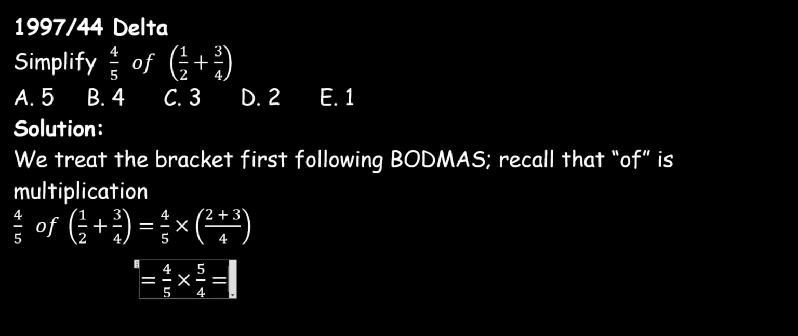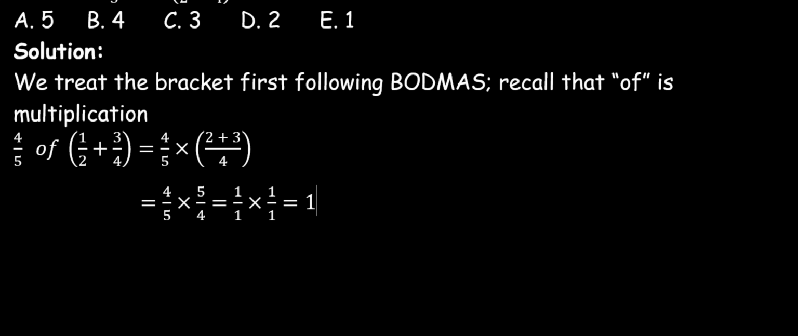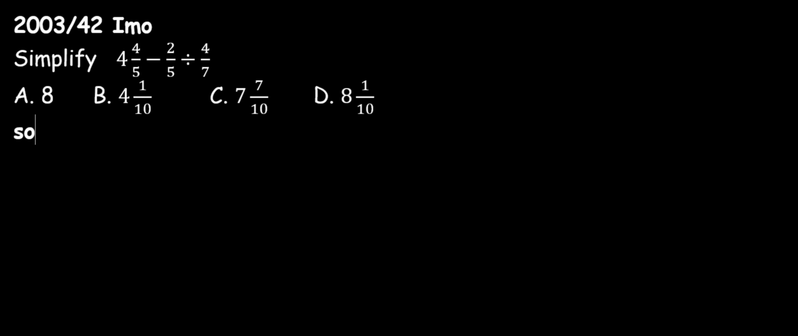Sometimes we cancel out, and that will be equals to 1 over 1 times 1 over 1, which is equals to 1. Another example. Simplify 4 number 4 over 5 minus 2 over 5 divided by 4 over 7. The options are given. Solution.